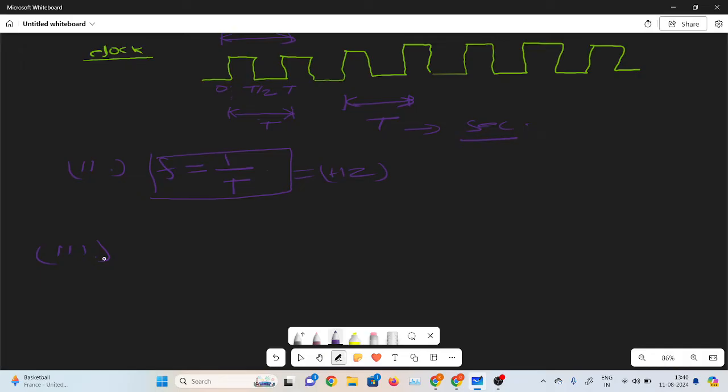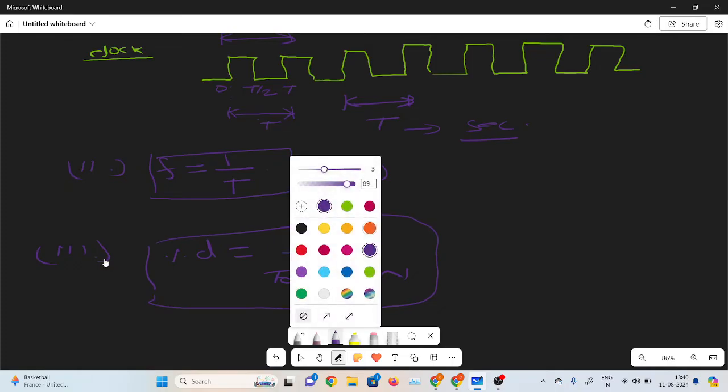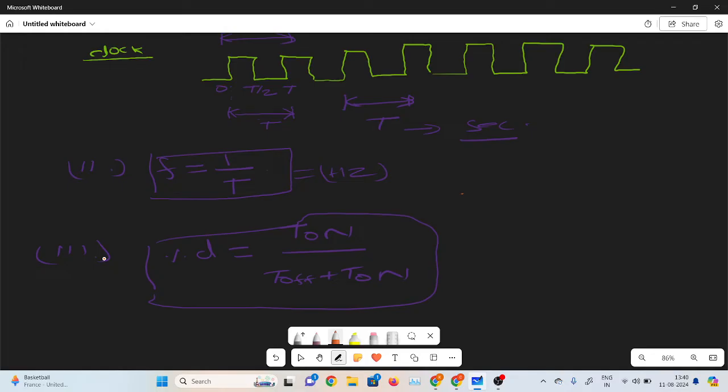What is the meaning of the duty cycle? Basically we discuss the percentage duty cycle. Multiplying by 100, percentage duty cycle is T on by T off plus T on. This is the formula to calculate the duty cycle. Now I will tell what T on and T off mean. In basic words, logic 1 is represented as T on, and logic 0 is represented as T off. This is the basic definition of T on and T off.